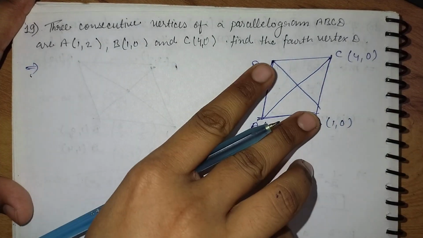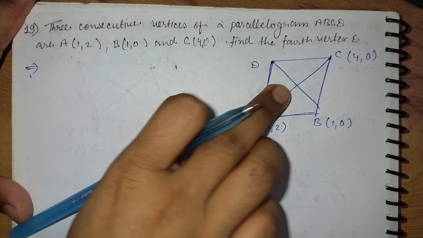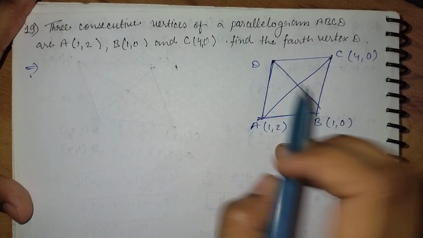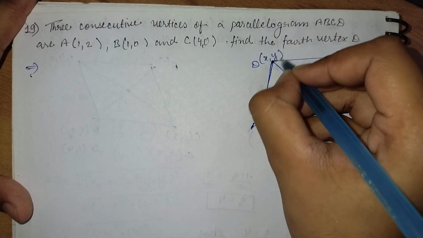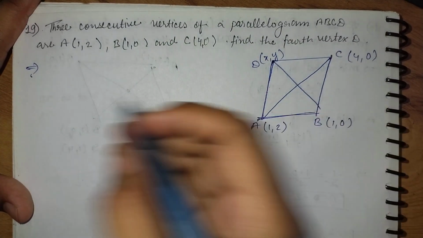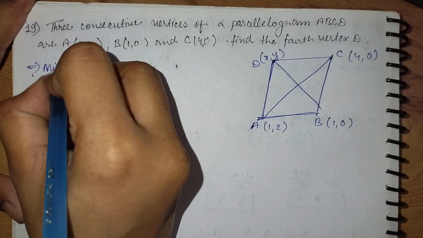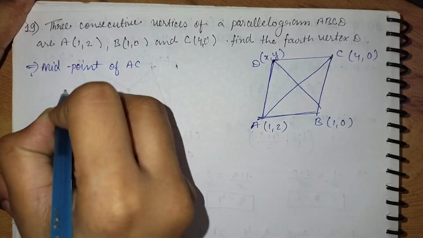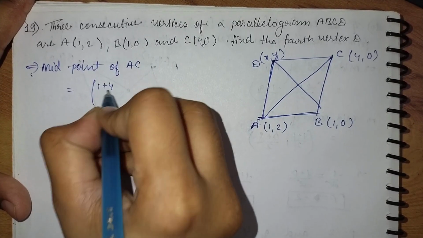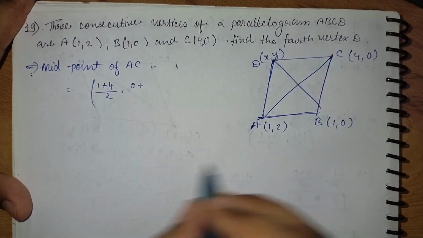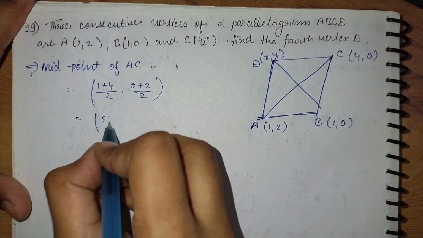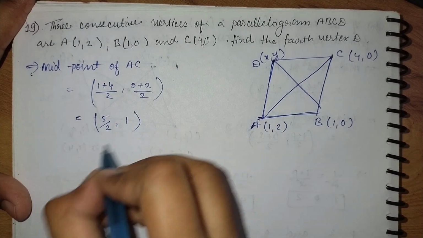So simply by the midpoint formula, we can write the diagonals' midpoint, and by comparing those diagonals with this point here, let it be x comma y, we will get the values of x and y. So if we write the midpoint of diagonal AC, it equals (1 plus 4) upon 2 and (0 plus 2) upon 2. We will get 5 by 2 and 1.